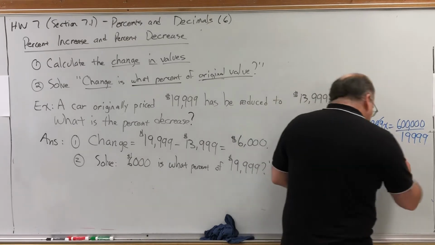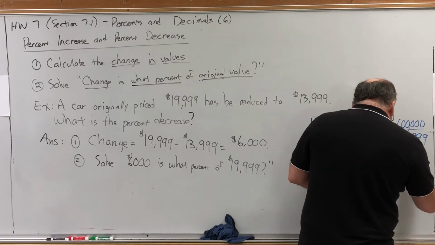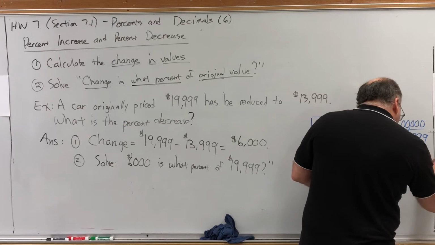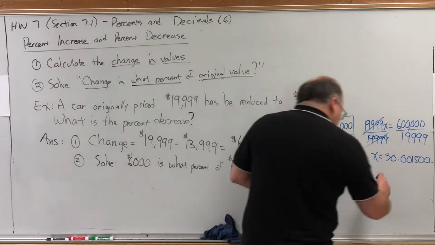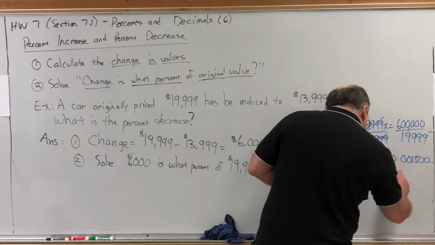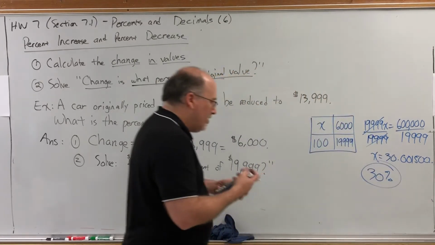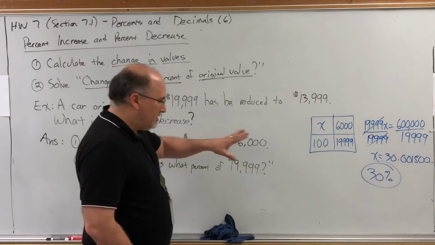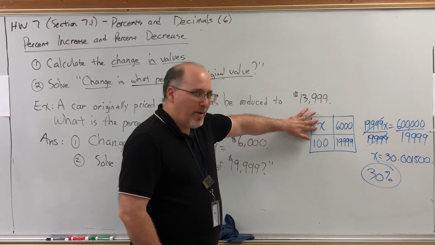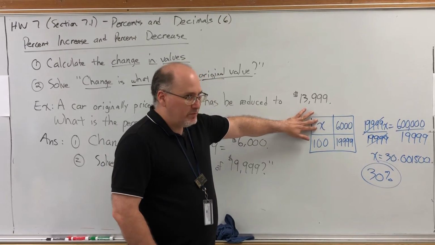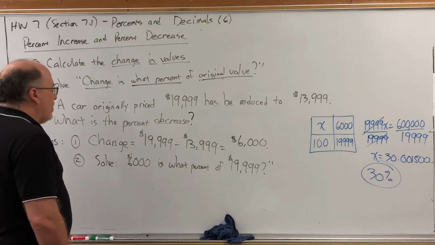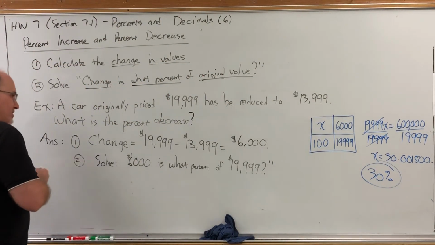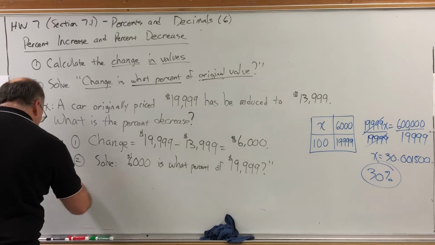we get 30.001500, and there's more numbers. So we're going to round this off and say 30%. Remember that in this setup, the number on top already represents the percent, so there's no need to move the decimal. So to answer the question, we could say that the price decreased 30%.